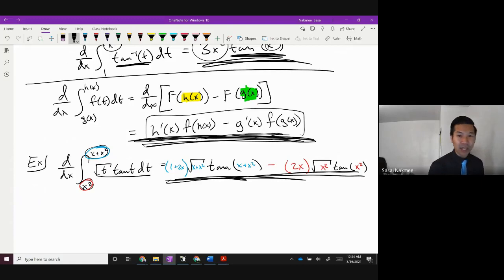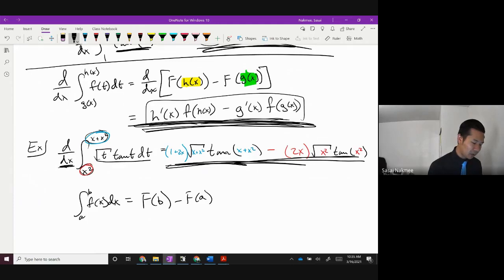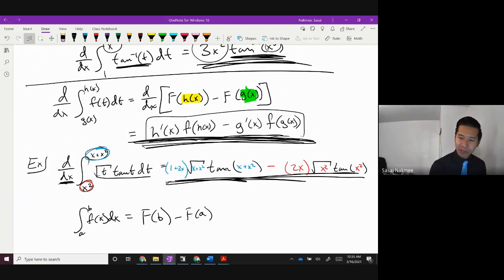I use the second part of the fundamental theorem of calculus, which is the idea that if you do the integral from a to b of f of x dx, that's just equal to capital F of b minus capital F of a. And then if I were to do the derivative of that, this would go backwards and end up back at just f of b minus f of a. Anyways, that's the idea here. Does that make sense, how I worked through that?